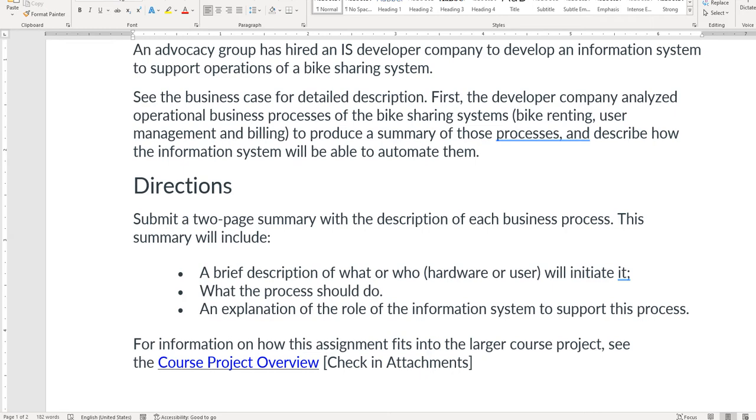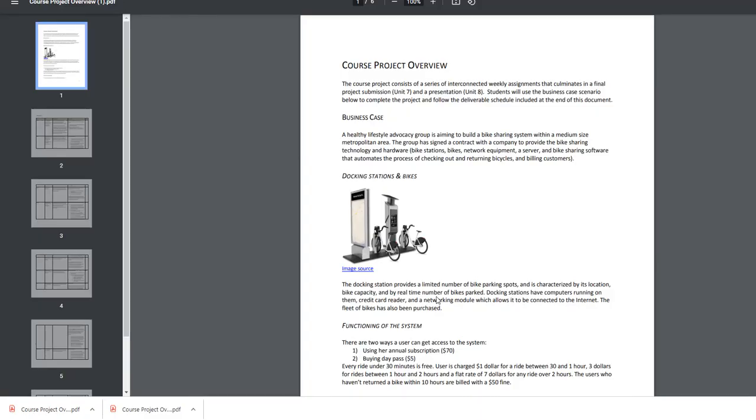You can see in the attachments there will be a PDF document that consists detailed information about the course project. The business case is that a healthy lifestyle advocacy group is a company that wants to start a new business, that is a bike sharing system. The organization will lend bikes on contract for rental purposes. It's like a bike renting or cycle renting service kind of thing.